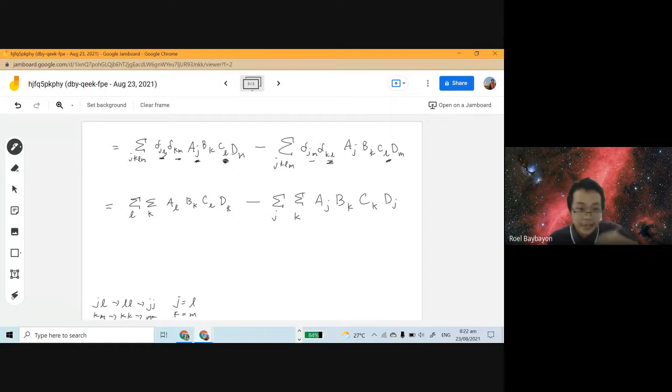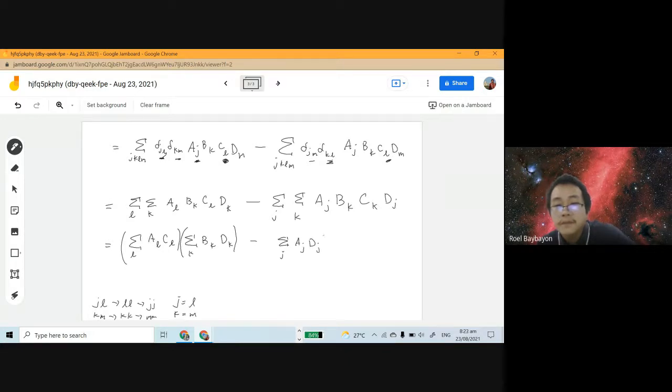Now, i-rearrange na ko, no? Naa na parehas ng mga indices ang AL and CL. So, pwede na ko isulat as this: summation of L, AL, CL, and then I also have summation of BK and DK. Okay? Ako lang i-rearrange siya. Naa ako'y sa J, summation of AJ, DJ, tapos times summation of BK, CK.